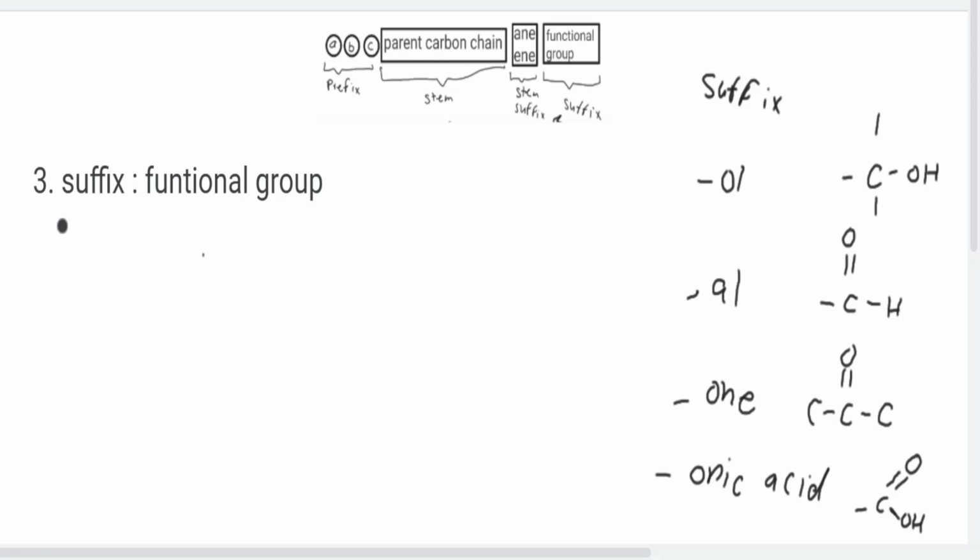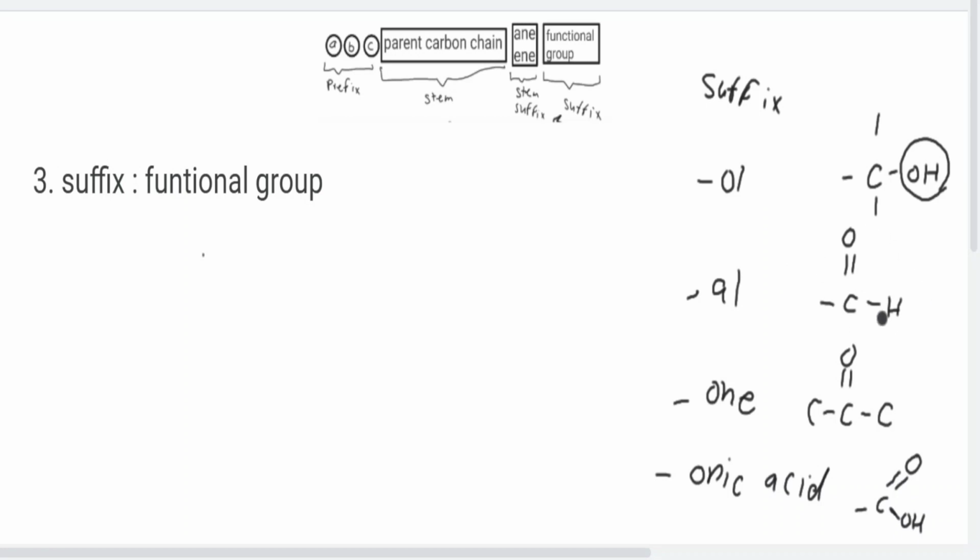The last thing that you need to know is the suffix or a functional group. There are a number of suffixes you need to know. Let's start with the OL suffix. OL is for alcohol groups. So you can see that there is an OH attached to a carbon atom. Therefore, this is an alcohol functional group, so it will have the suffix OL.